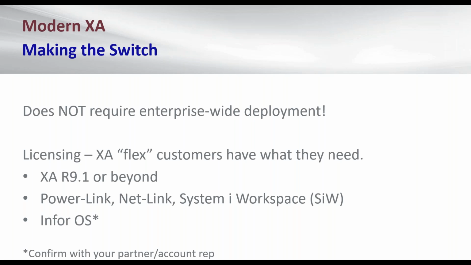Now, if you've recently flexed with the XA licensing agreements and such, you're going to have most of what you need in place already. It's just a matter of working with your partner or account rep to maybe pass a few order forms back and forth just to align on the licensing. But as long as you have PowerLink, Netlink, and SystemI Workspace in place, anybody that had the older versions of ION or XI Platform, as they used to be known, you have InforOS, so you can really get started with modern XA anytime you wish.